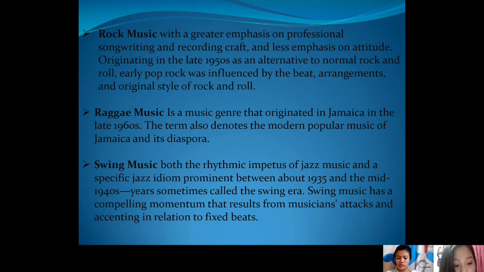The next one is reggae music. Reggae music is a music genre that originated in Jamaica in the late 1960s. The term also denotes the modern popular music of Jamaica and its diaspora.